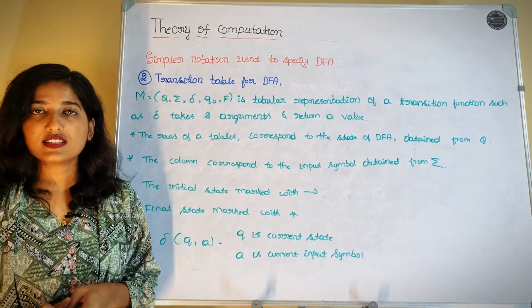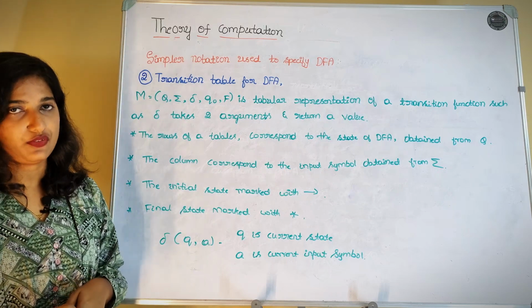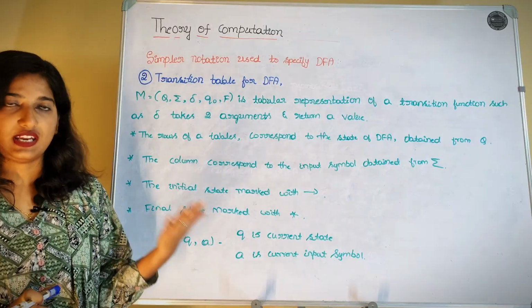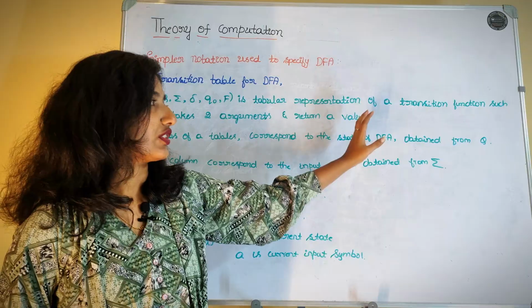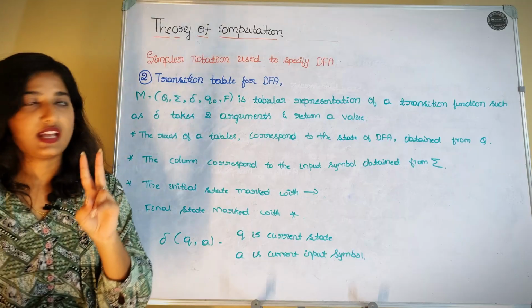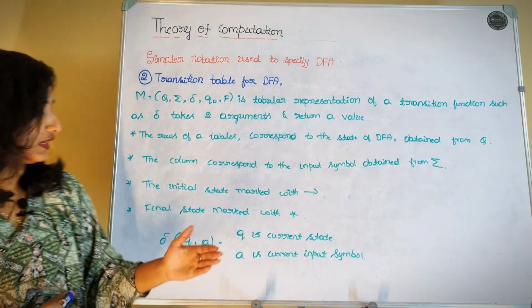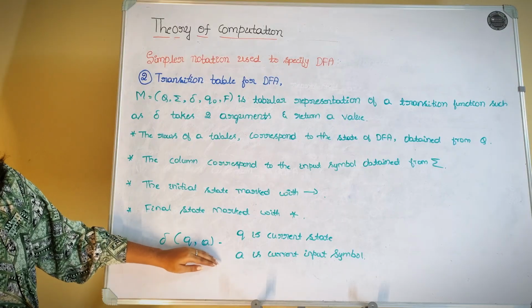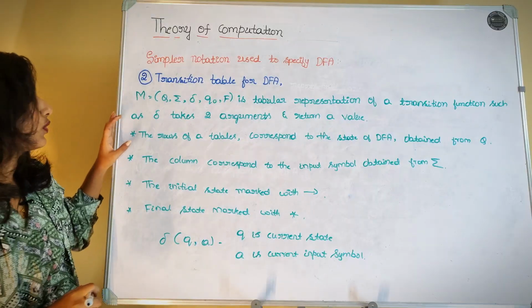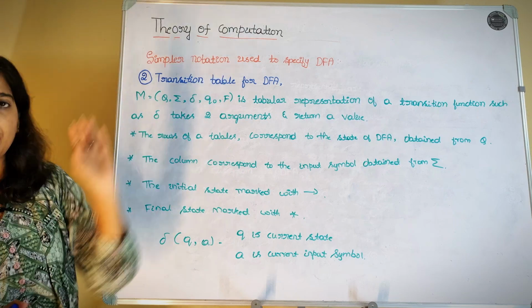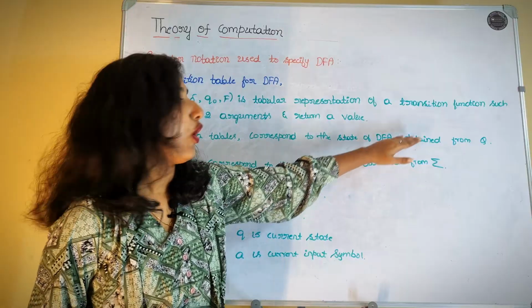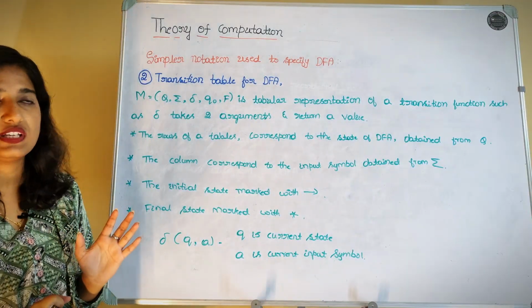Okay students, next is transition table for DFA. So M = (Q, Σ, δ, q0, F). It is a tabular representation of a transition function, such that delta takes two arguments and returns a value, which means delta takes two arguments and then it will return a value. That might be a new state, correct? So the rows of a table correspond to the states of the DFA obtained from Q. What is Q? Q here is the set of states, right?